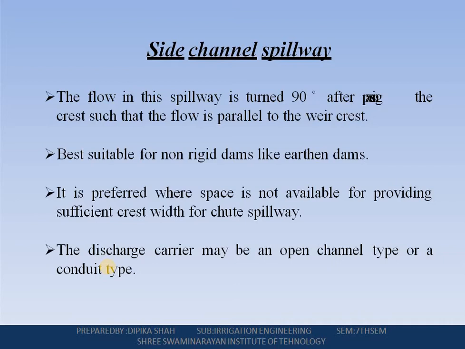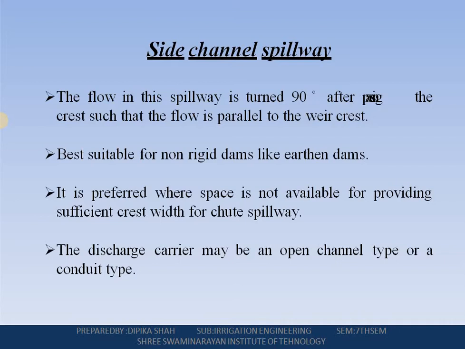So what is a side channel spillway? The flow in this spillway is turned at 90 degrees after passing the crest, such that the flow is parallel to the weir or crest, right? So basically the side channel spillway is one in which the flow after passing over a weir or crest is carried away by a channel running essentially parallel to the crest, right? This is the base suitable for non-rigid dams like earthen dams.